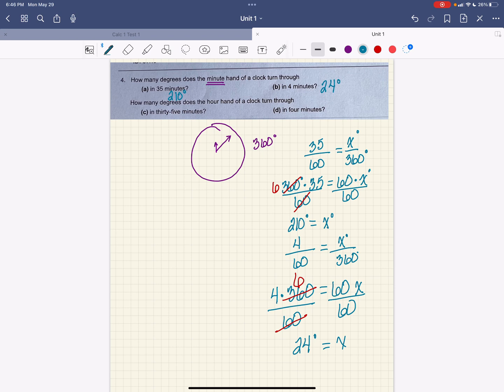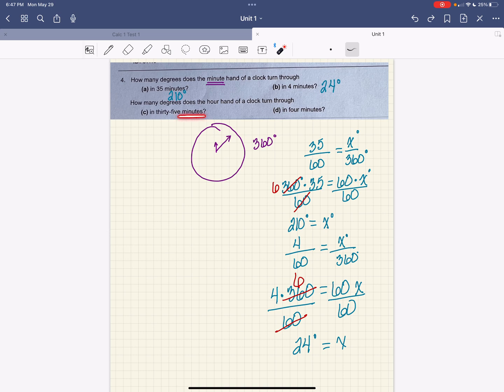Okay, now the second part of this, we are talking about the hour hand. How many degrees does the hour hand of a clock turn? Now, think about your clock. You've got 1, 2, 3, 4, 5, 6. That's not how it goes. How about this? 1, 2, 3, 4, 5, 6, 7, 8, 9, 10, 11, 12. Okay, so your hour hand goes 360 degrees in 12 hours.